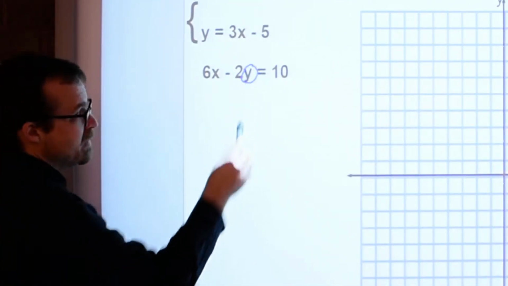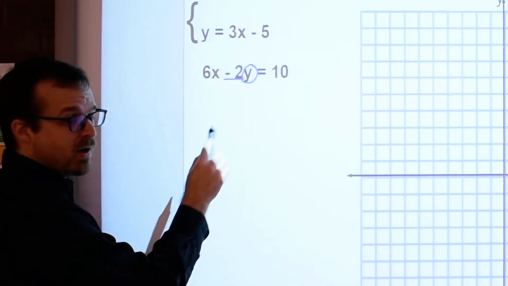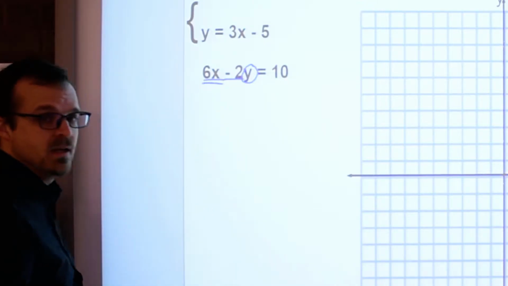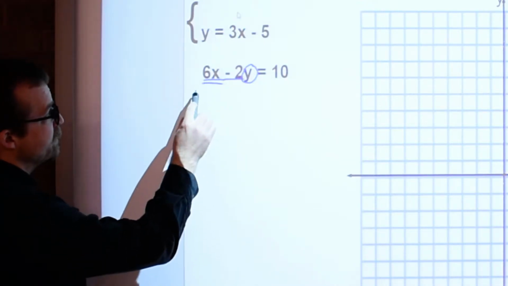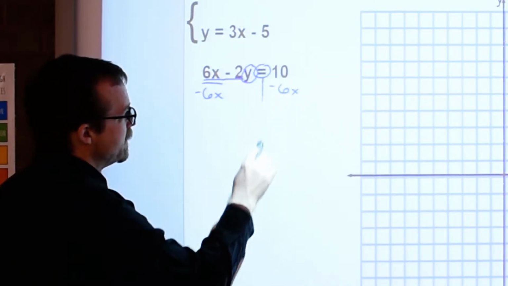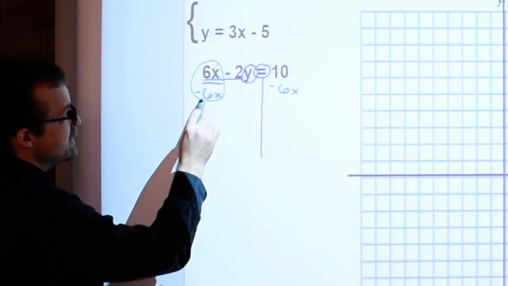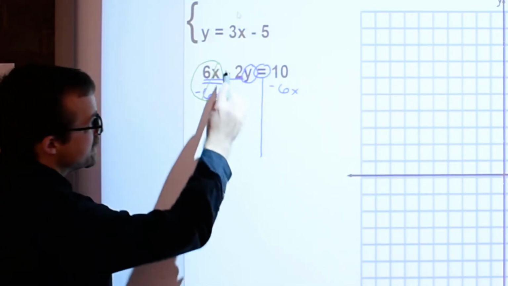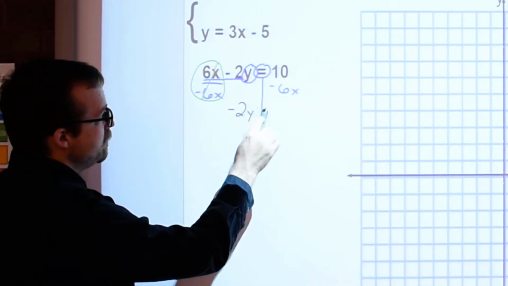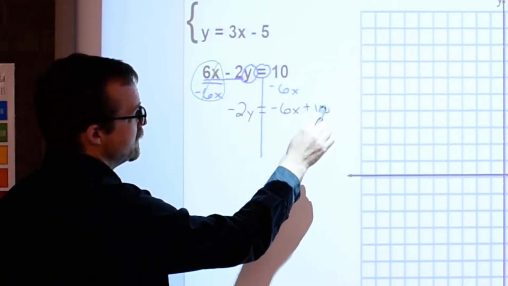The idea here is I want to get y alone, right? So I need to get rid of this negative 2, but I also need to get rid of this 6x. That 6x is what I'm going to get rid of first by subtracting it off of both sides. Let's see what we got here. 6x minus 6x is 0. Let's bring down everything that we got so far. Negative 2y equals negative 6x, and that is a positive 10, so plus 10.